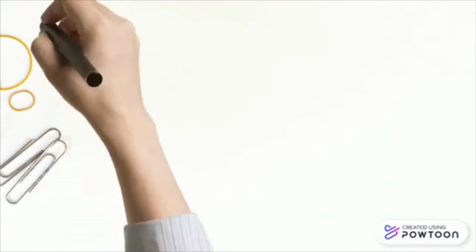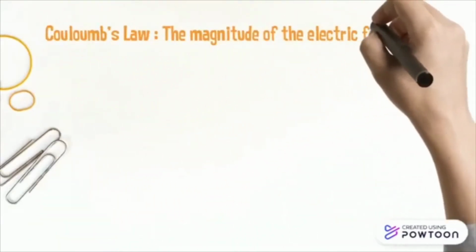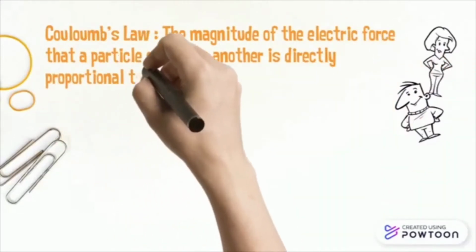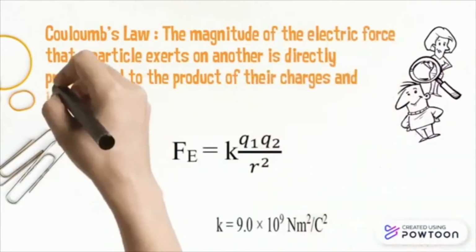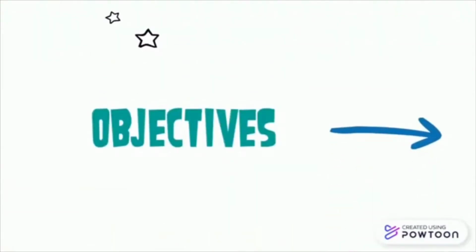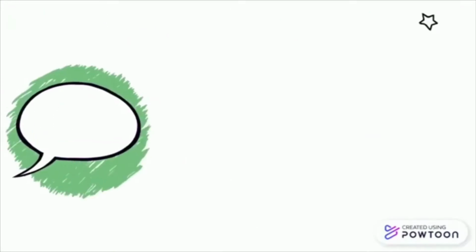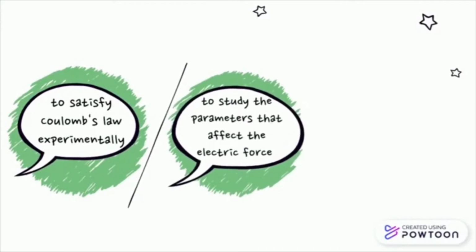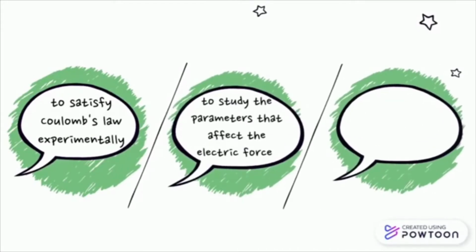The magnitude of this electrostatic force Fe acting on two charged particles Q1, Q2 is expressed as Fe equals K Q1 Q2 over R squared. There are three objectives of this experiment. First, to satisfy Coulomb's law experimentally. Second, to study the parameters that affect the electric force. And third, to find experimentally the electric constant K.